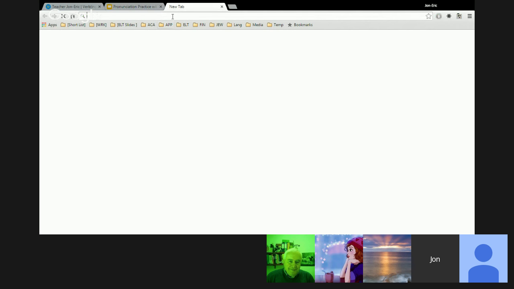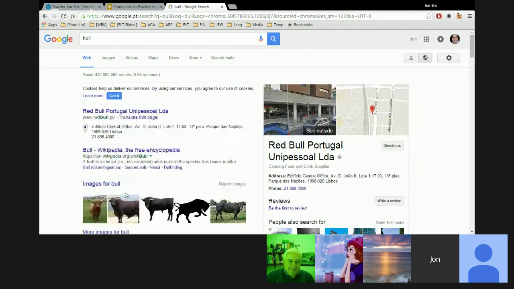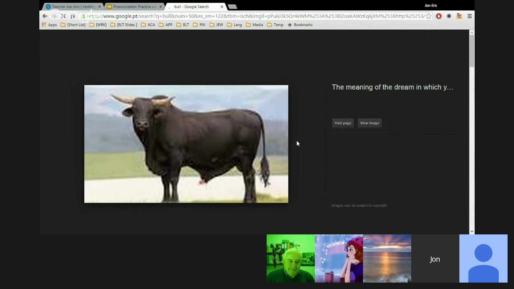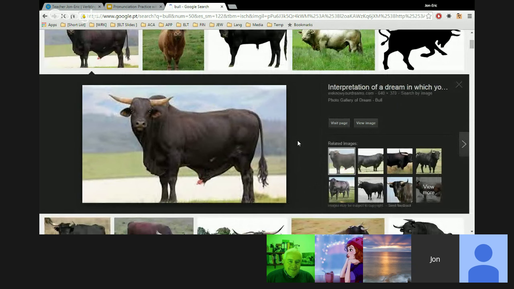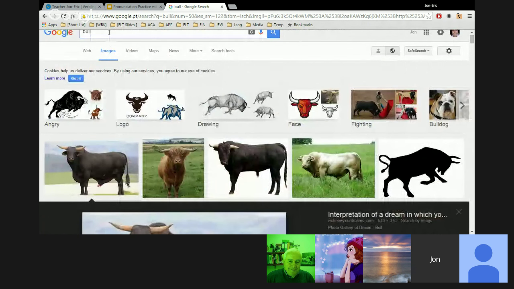Let's see if we can see a picture of a bull. Okay, here's a bull. Give me a second. Can you see the bull? Let's take a look closer. Sorry, my computer's a little slow. There we go. There's the bull. What a nice bull, huh? It's a pretty nice bull. Okay, and what happens in a bullfight?